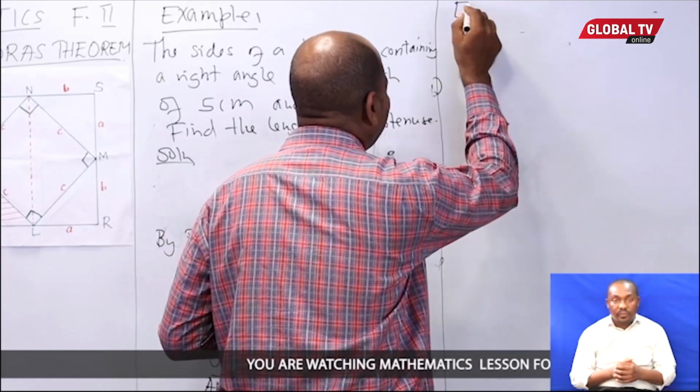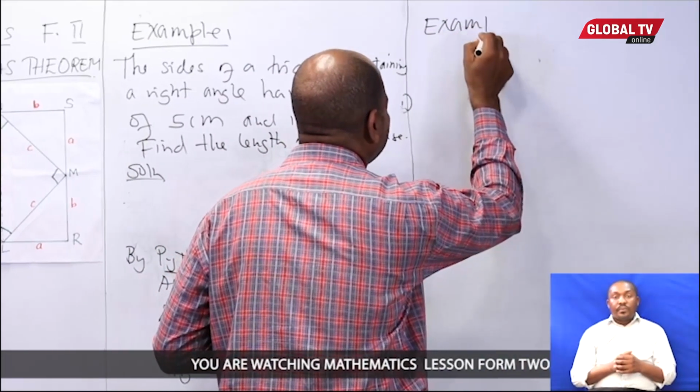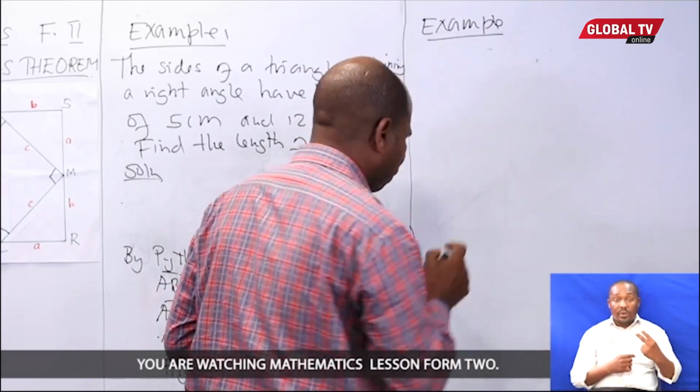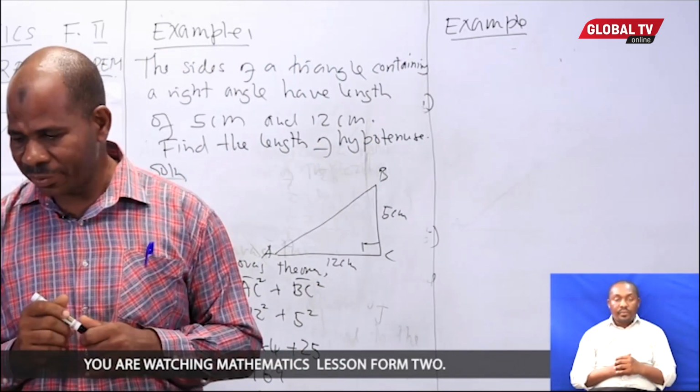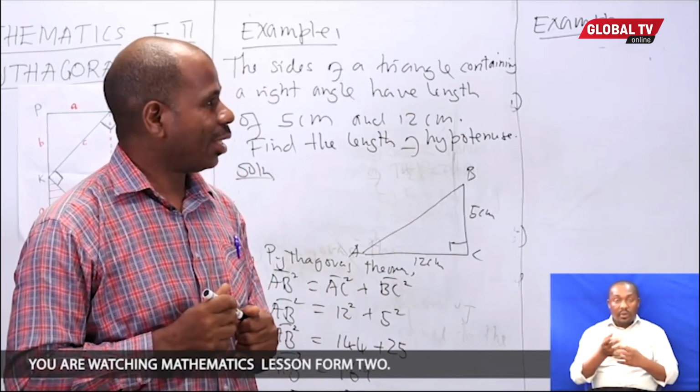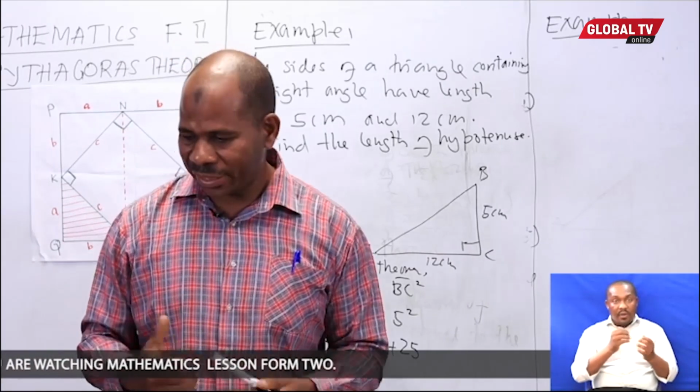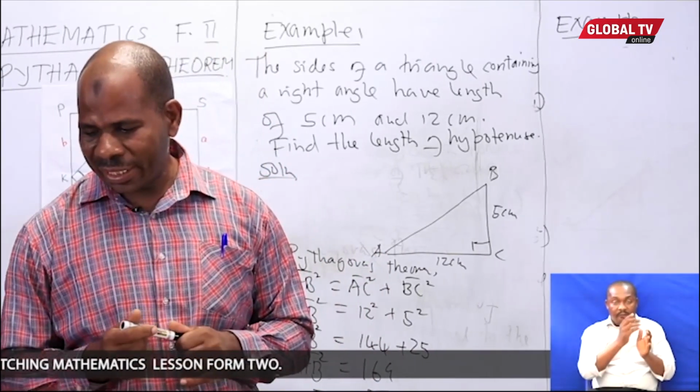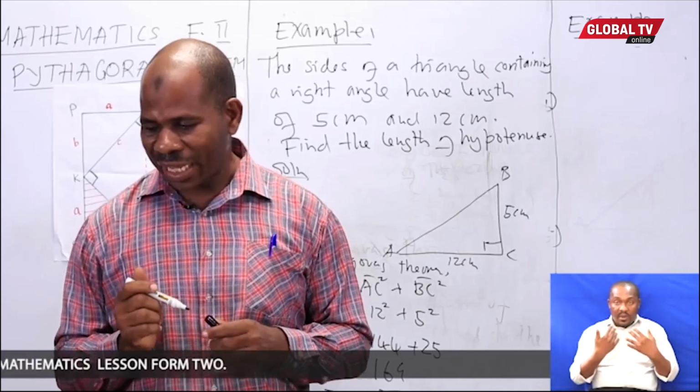This is example number 2. The example says we have a figure and we are given some sizes, and we need to find the unknown size.